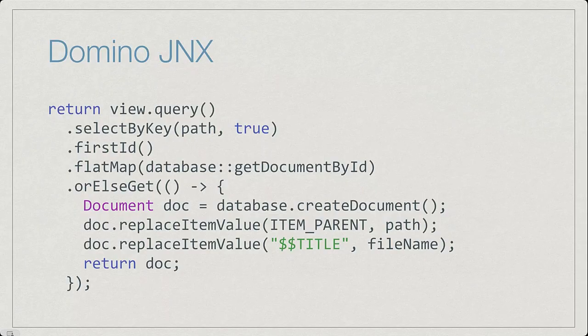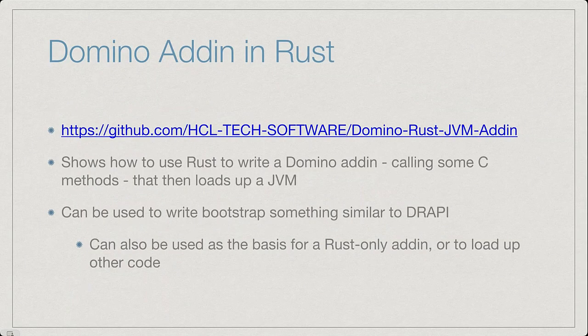Similarly, there's a neat little example that also came out of Drapi, which is an example of doing a Domino add-in in Rust. So this is a native add-in that uses the Notes API, and it happens to use Rust to load up a JVM.